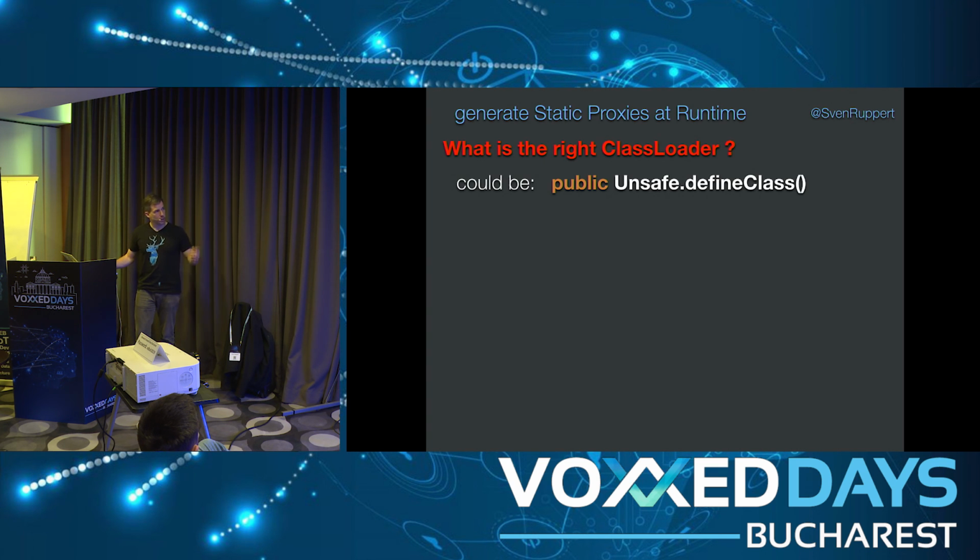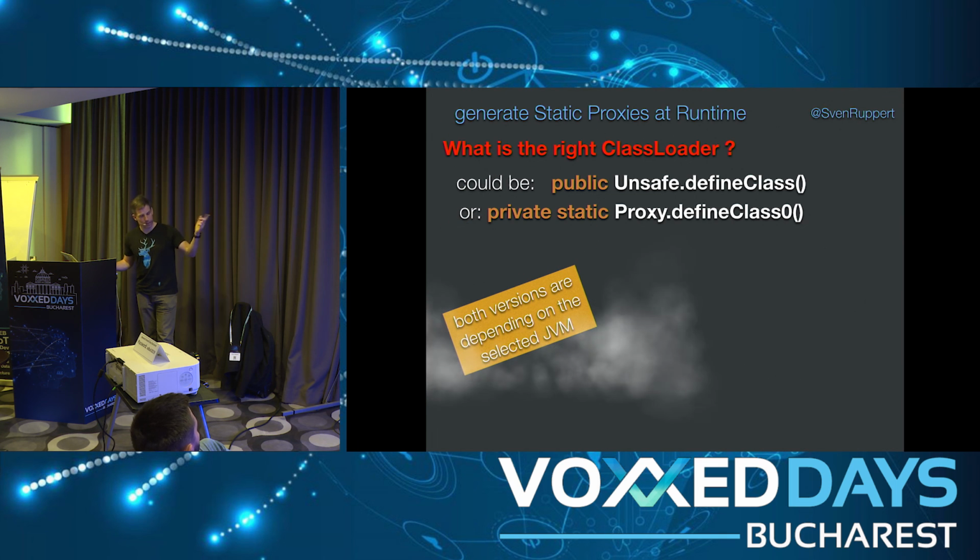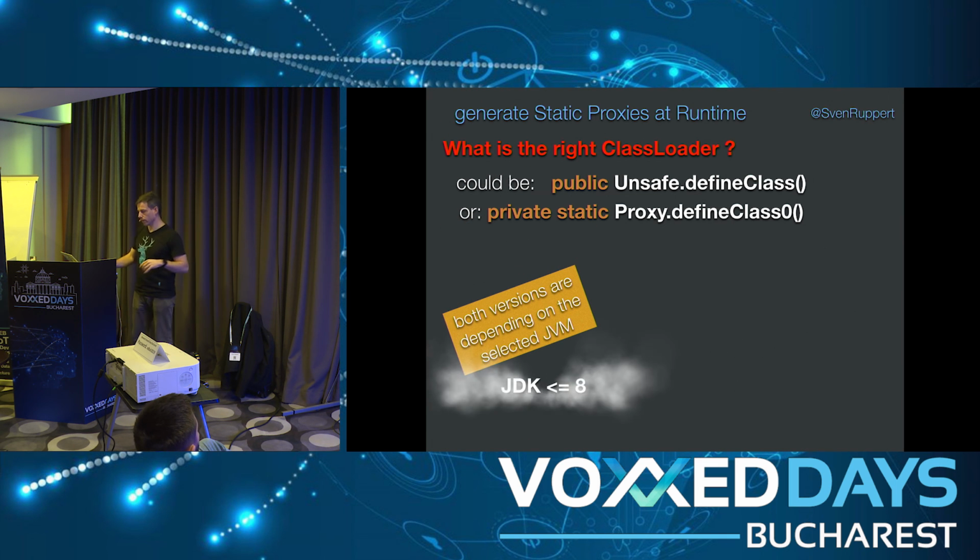Here it's more or less you have Unsafe defineClass. We are not using it. Who's using Unsafe? Oh, good. Never do it. Never. And then Proxy defineClass0, but here you have to make sure that you are grabbing the right method for the right JVM, and this is only valid up to Java 8.